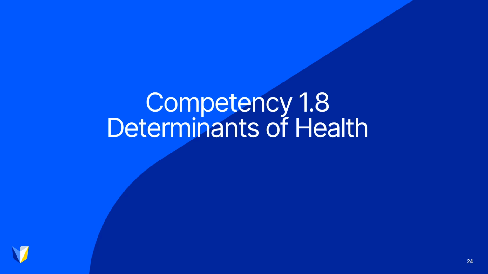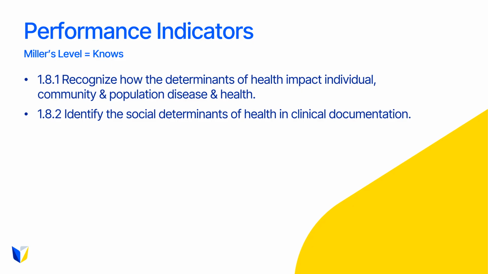Competency 1.8, determinants of health. For competency 1.8, we are at Miller's pyramid level of nose. So again, ask yourself as you're assessing the student's mastery of the competency, is the student able to do one or more of the listed performance indicators? Are they able to recognize the determinants of health's impact, individual, community, and population disease and health? And or are they able to identify the social determinants of health and clinical documentation?